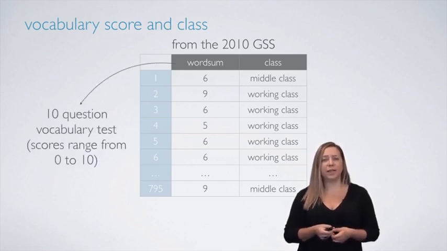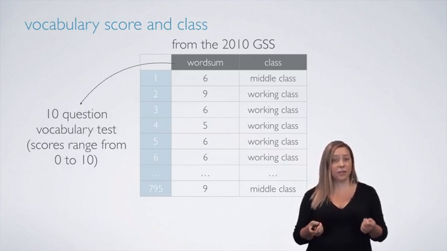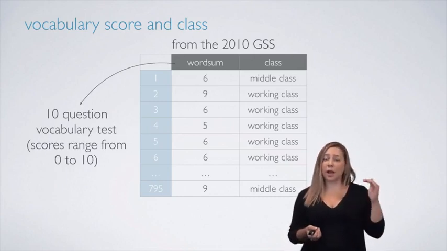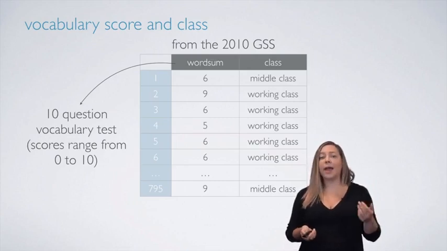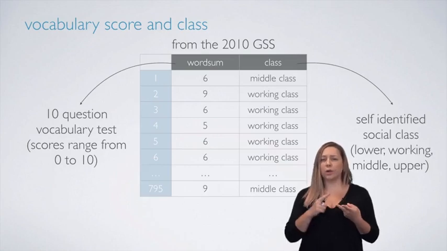Vocabulary score is calculated based on a set of 10-question vocabulary tests, where a higher score means better vocabulary, and self-identified social class has 4 levels: lower, working, middle, and upper class.